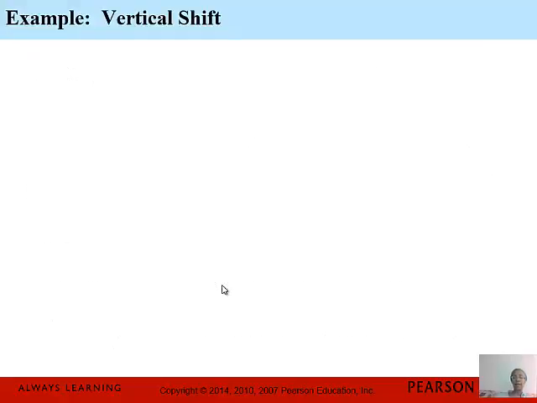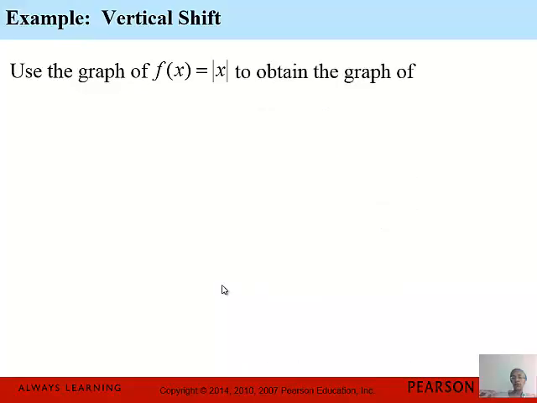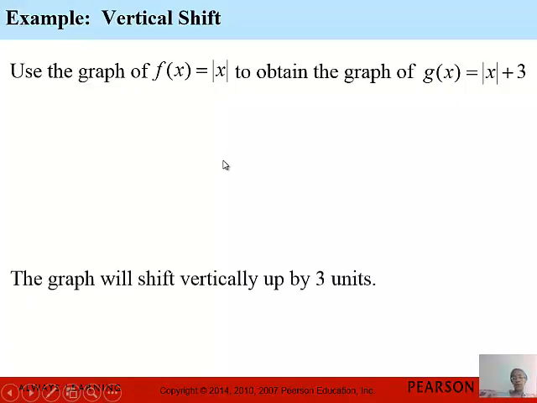Let's look at an example of a vertical shift. So let's use the graph of f of x equal absolute value of x to obtain the graph of g of x equal absolute value of x plus 3. So based on the definition of vertical shifts, we can see that g of x shifts f of x 3 units upward.